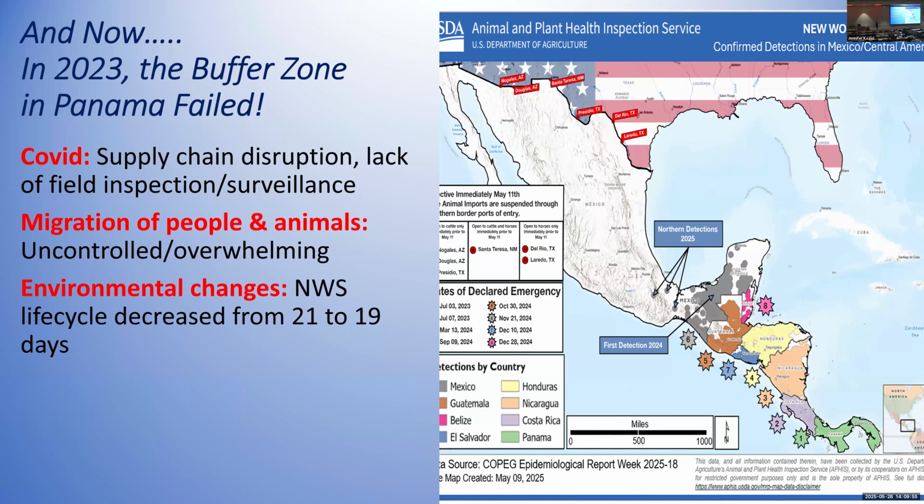There was a suggestion that maybe some environmental changes allowed the life cycle of the parasite to decrease from 21 to 19 days. We just found out that colder weather slows the life cycle down. We're talking Panama, pretty warm and moist all the time. So it stands to reason that life cycle in Panama is shorter.